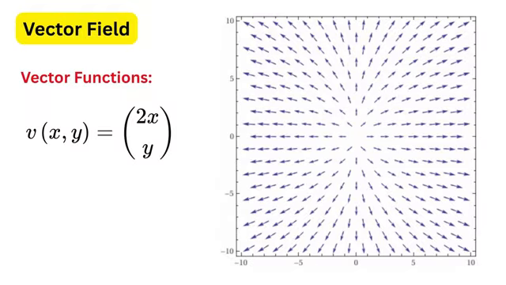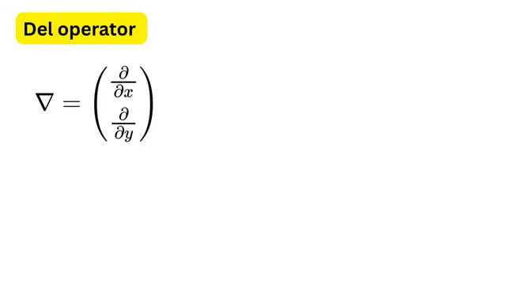Now, we introduce a very important object called the del operator. It is written as a downward-pointing triangle and pronounced as Del. The del operator is a vector-type operator that performs partial derivatives in different directions. In 2 dimensions, you can think of it as having one component that differentiates with respect to x, and another that differentiates with respect to y.